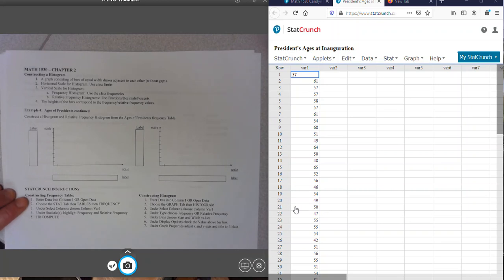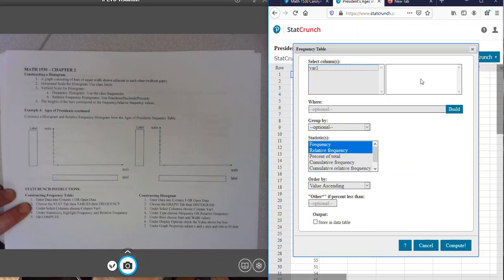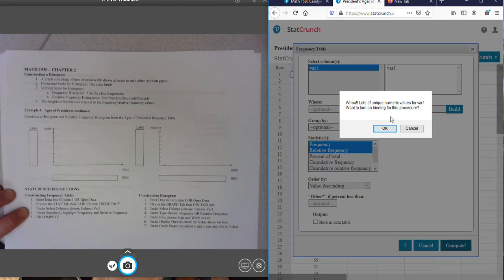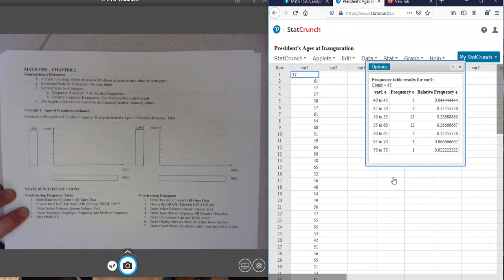So we're going to go to Stat, and then Tables, and we're going to make a frequency table. We want to tell it where to look, so we want it to look in VAR 1. And then we have a frequency and relative frequency highlighted here, which is what we're after. And it says, do we want to turn on binning? And yes, we do. So it's turned on the binning for us, and you can see that it's built the chart for us that we've already done.